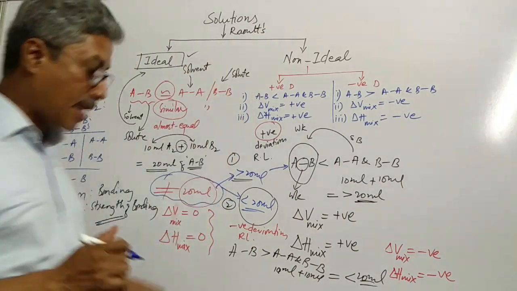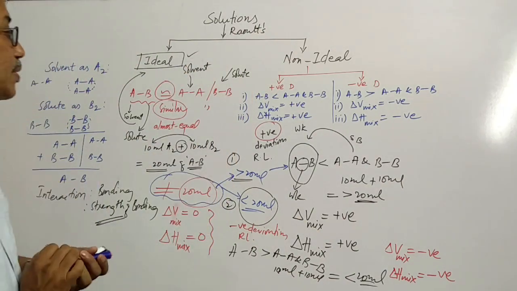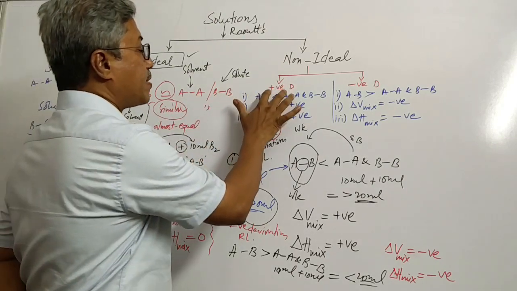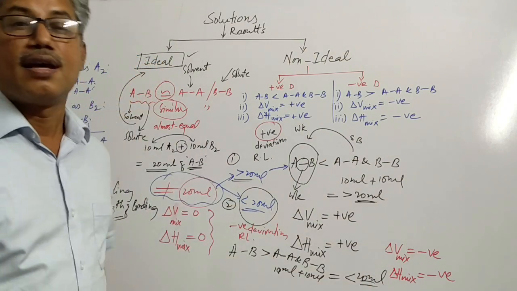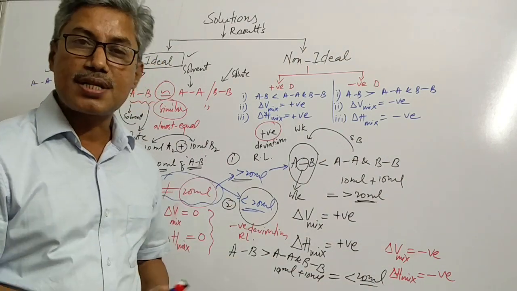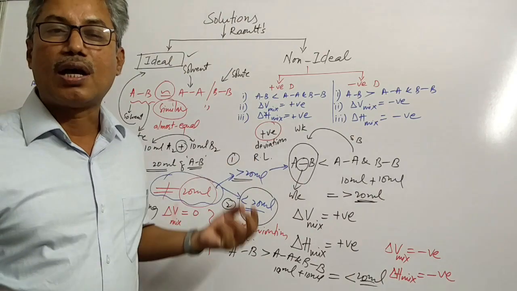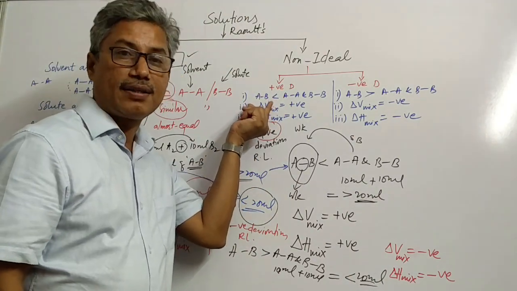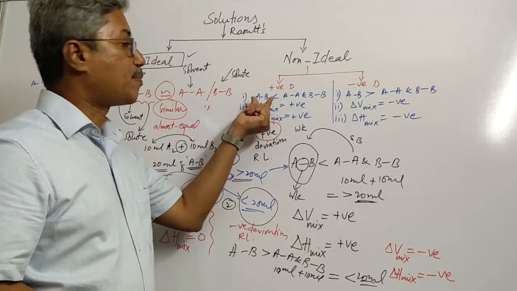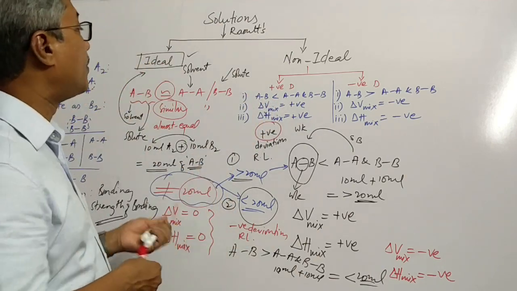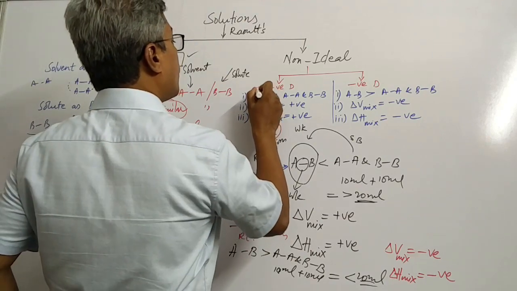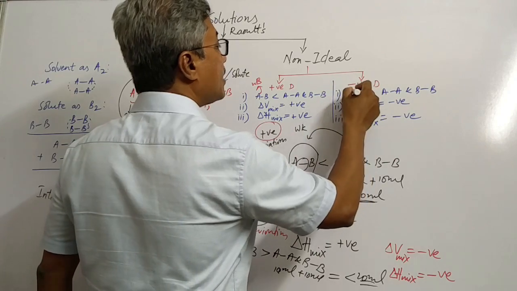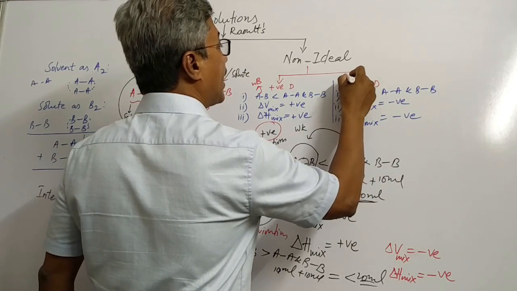Therefore, these are the characteristic properties of the non-ideal solutions. How many types of non-ideal solutions are there? Two types. One shows positive deviation, another shows negative deviation. What are the positive deviation solutions? The solutions in which solvent-solute interactions are weaker. These are weaker bonds. Solvent-solute interactions are weak bonding, weaker interactions. And in negative deviation, these are strong bonding.